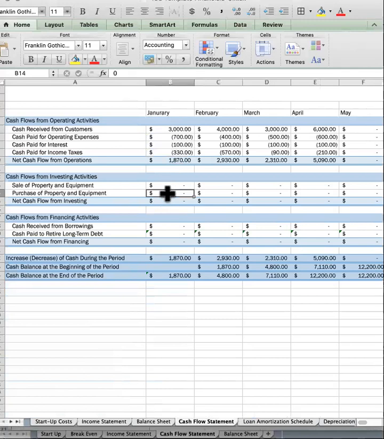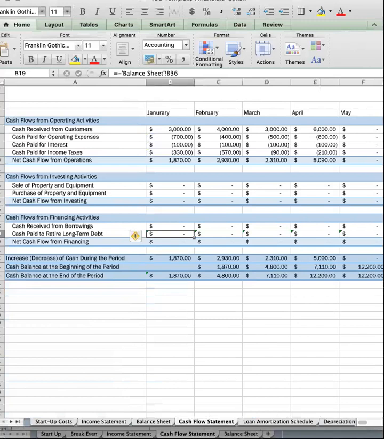If you're purchasing any property or equipment, you'll need to fill that in here in the appropriate month or year. And then also fill in your borrowings, so your loan, whichever year or month you have a loan, and then the cash paid to retire. This is the principal payments, again, for that period. So this one you won't actually have to do much on. As you can tell, it pretty much does a lot for you.